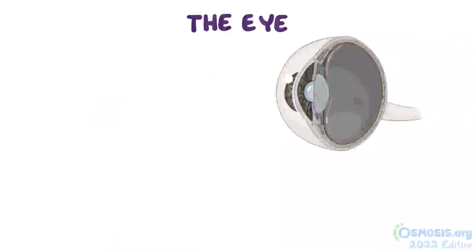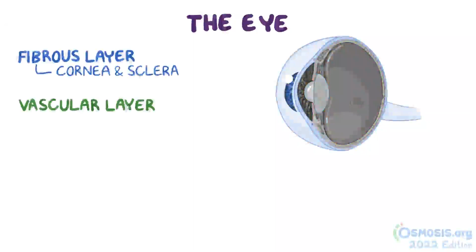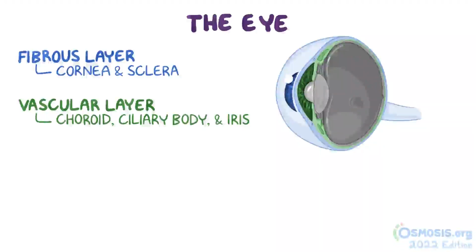Alright, as a quick recap, the eyeball is made of 3 layers: the fibrous layer, made of the cornea and the sclera, the vascular layer, that comprises the choroid, ciliary body, and iris, with the pupil in its center, and finally the inner layer, or retina, which can be clinically analyzed through an ophthalmoscope.